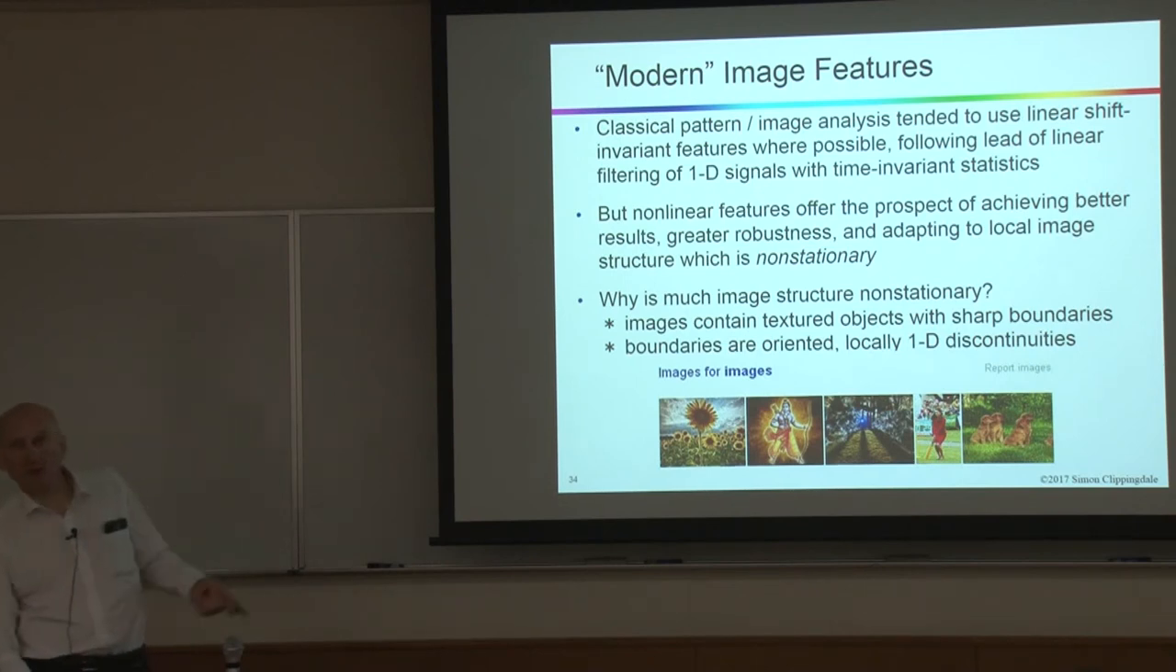If you put the word images into Google image search, or at least when I did this, these are the top searches. And you can see, even from these, that these objects are mainly approximately convex, and they have boundaries which are more or less edge-like.